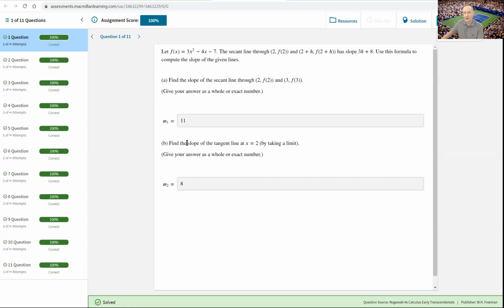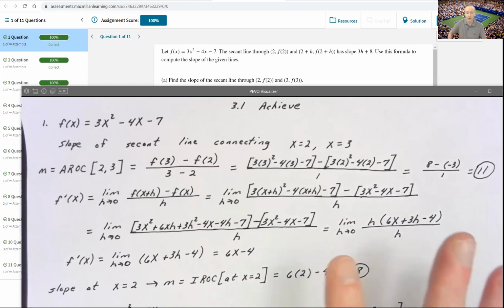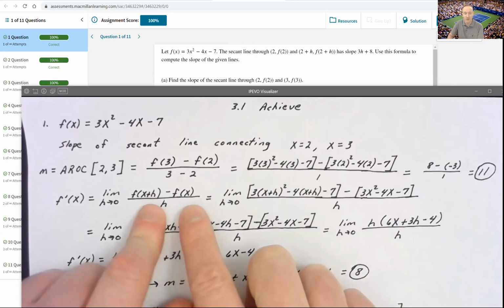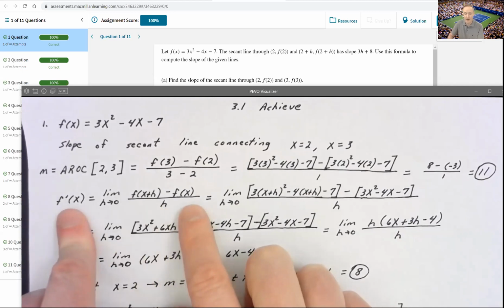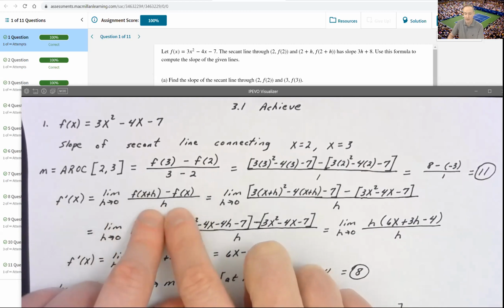Now, for part B, it's saying that we're supposed to find the slope of the line at x equals 2 by taking a limit. Okay, so here's what I did for that. In order to work the second part, it needs a derivative. So I went ahead and took the derivative with respect to x, and I used the formula, the limit as h approaches 0 of f of x plus h minus f of x over h.